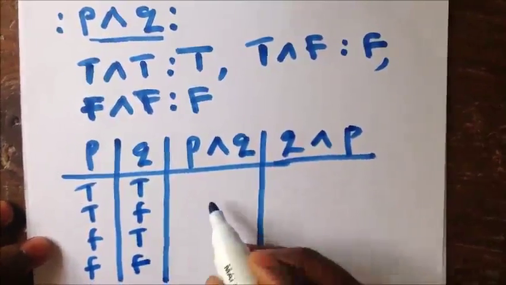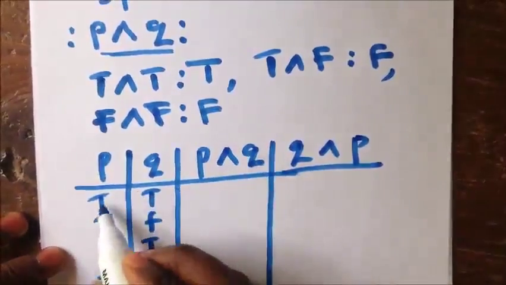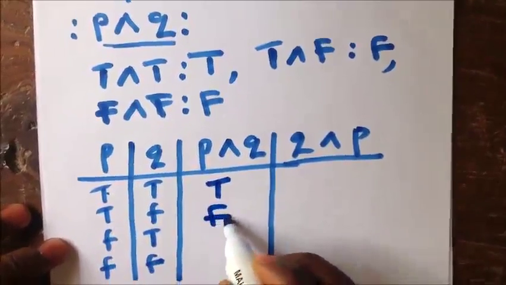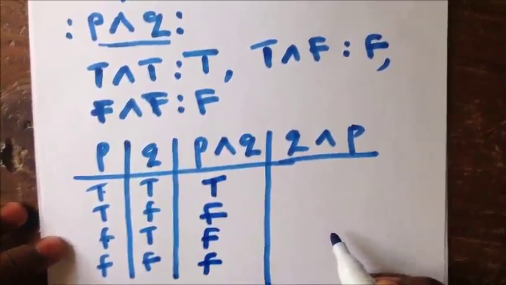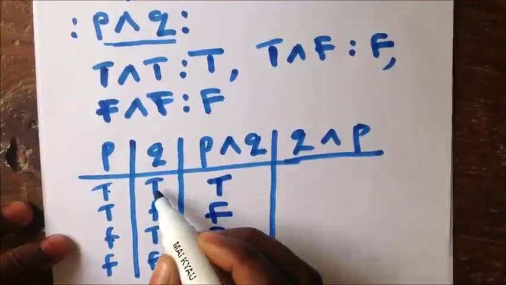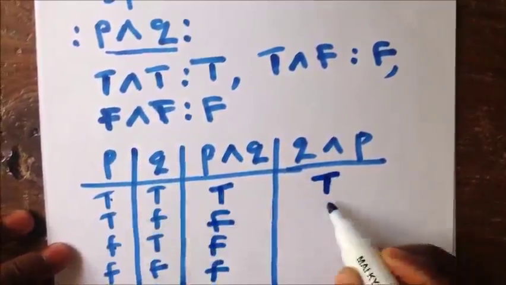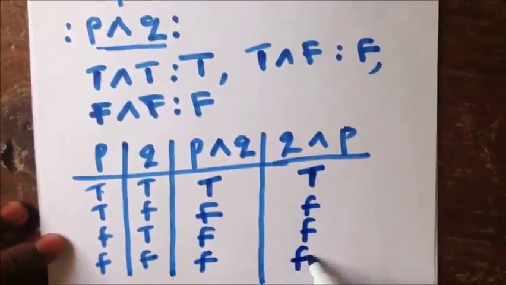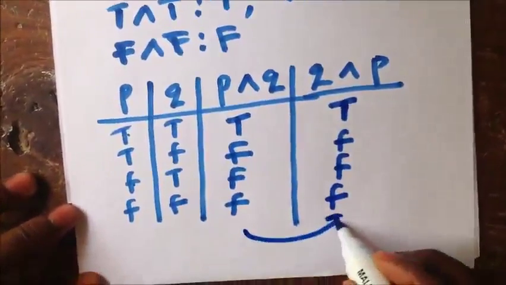Then remember the conjunction is true only if both are true. So true and true is true. True and false is false. False and true is false. False and false is false. That's what the conjunction is saying. And also Q and P: true and true is true, and the rest are false. Now if you look at it, you see that this column and this column look alike.